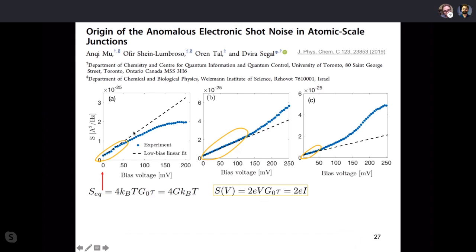However, as we continue to increase the voltage, we get to this green region, which is a little bit confusing. So sometimes the shot noise, as you can see, goes down below the linear trend. Sometimes it goes up, and so on. So in fact, in every junction we will see a little bit of a different behavior. And we would like to understand it.